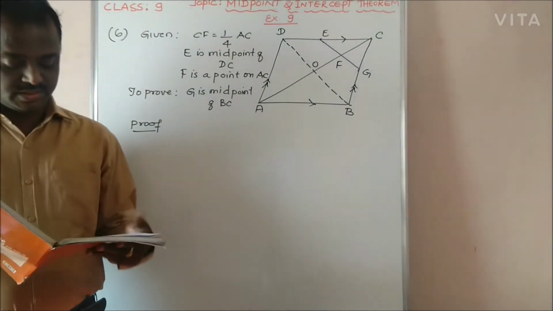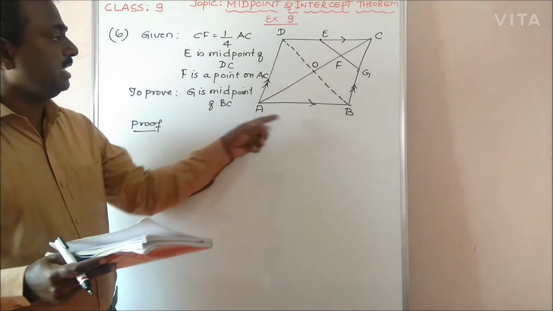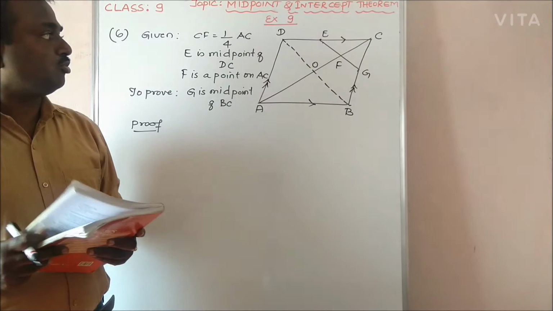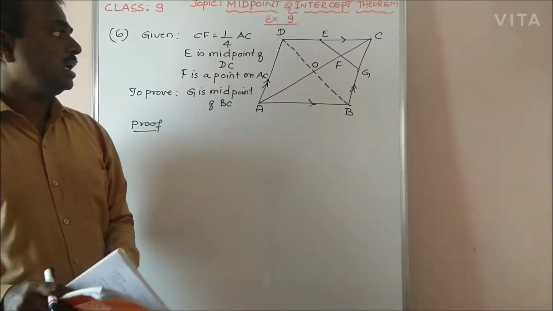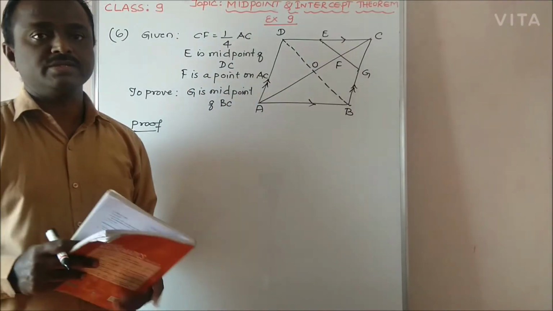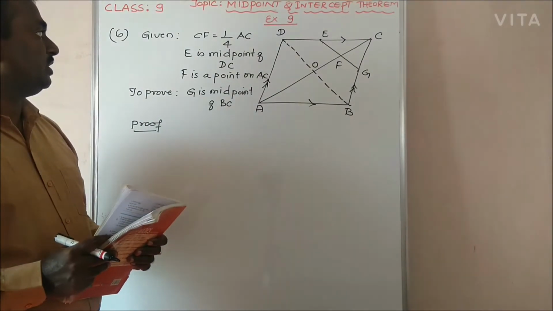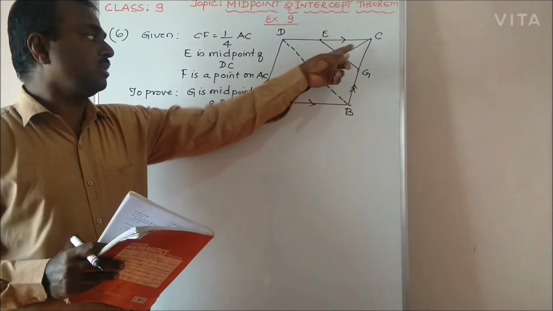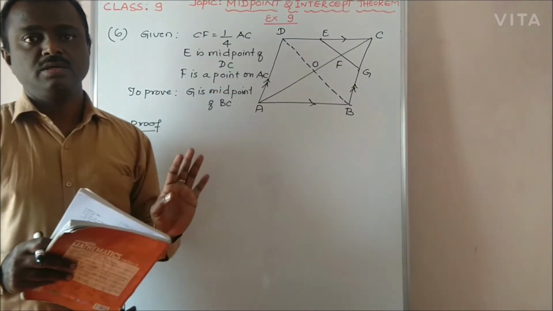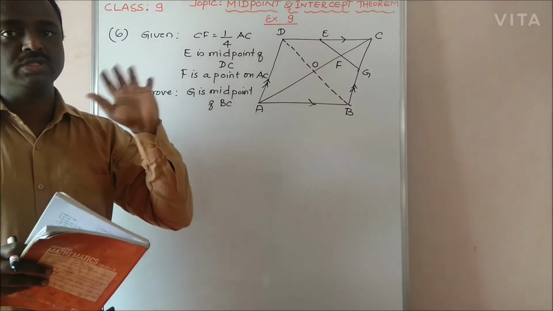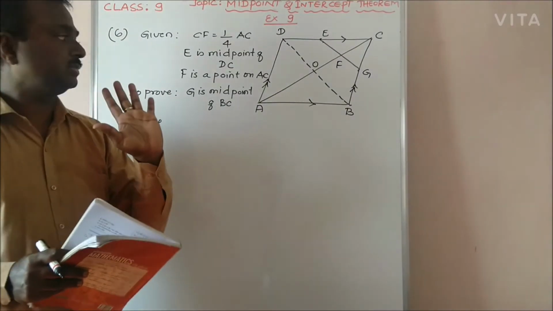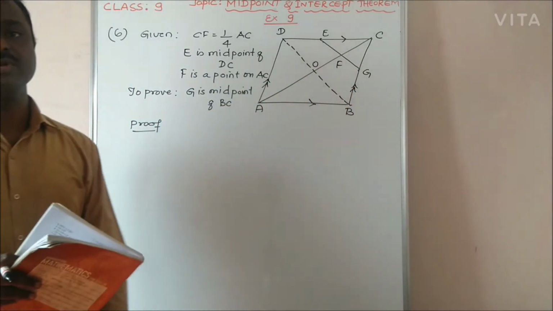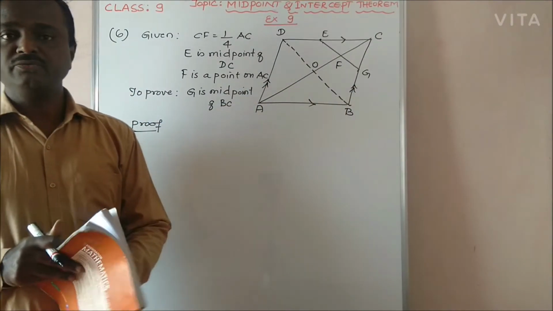In question number 6, if you observe in the textbook, ABCD is a parallelogram. E is the midpoint of DC and F is a point on AC such that CF is equal to 1 by 4th of AC, 25% of AC, correct? What we have to prove is that G is also the midpoint of BC.